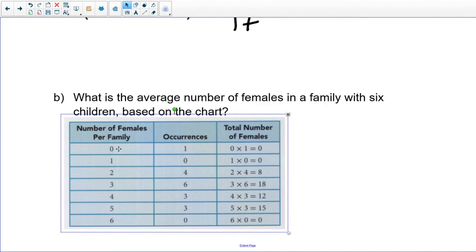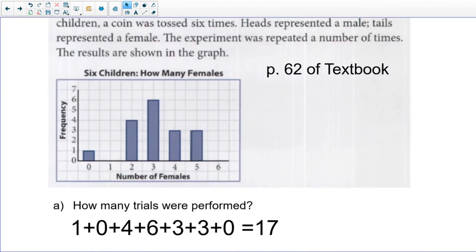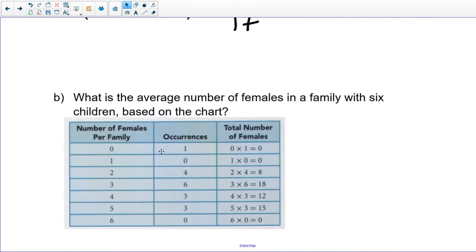Okay? So if we look at the number of females per family, we know that we had 0 females once. So I'm going to go back up to the table and show you that. We had 0 females once. We had 1 female 0 times. We had 2 females 4 times. So what we have to do is actually multiply those 2 numbers together. 0 females once, 0 times 1 is 0. 1 female 0 times, 1 times 0 is 0. 2 females 4 times, 2 times 4 is 8. So a total of 8 times did that happen.